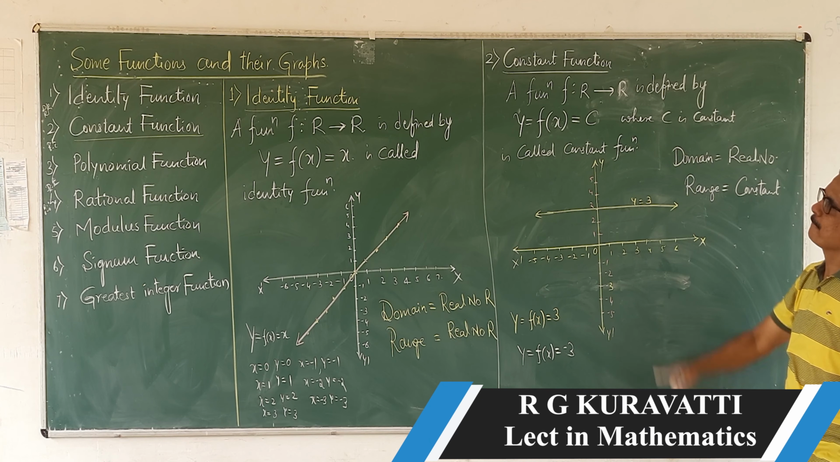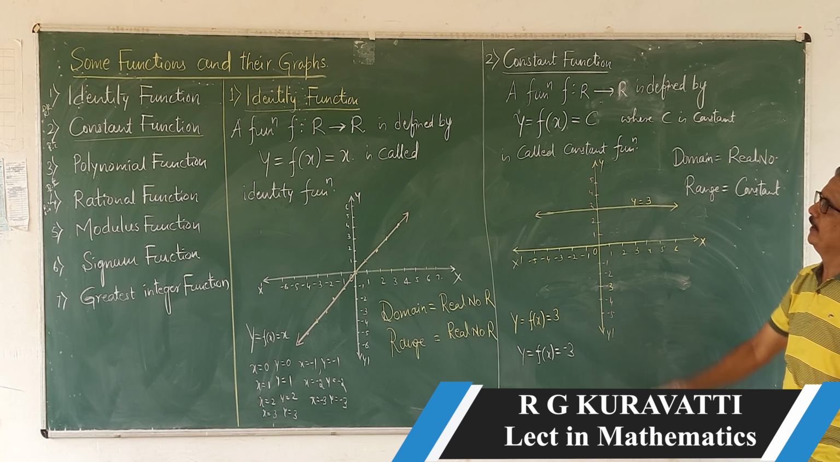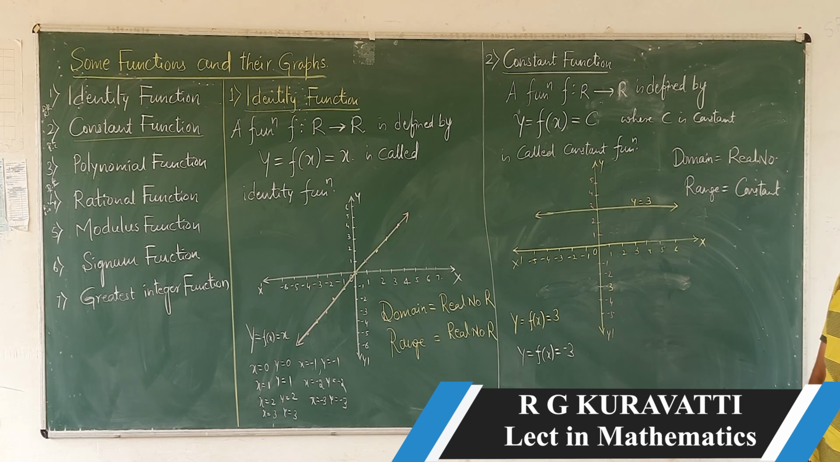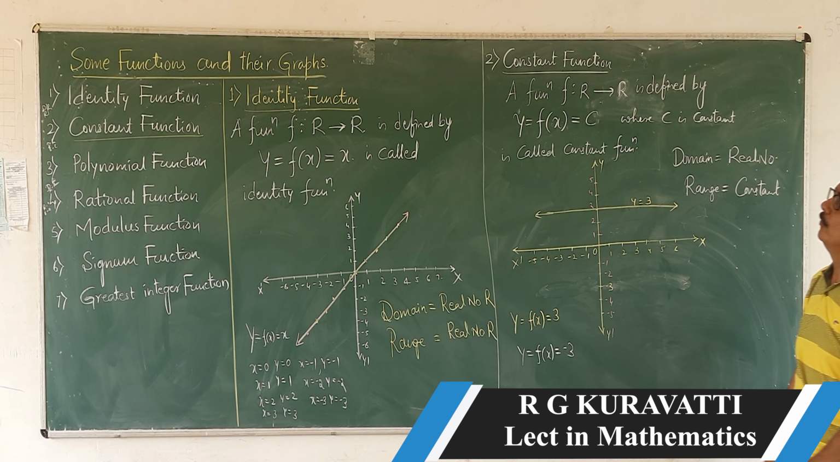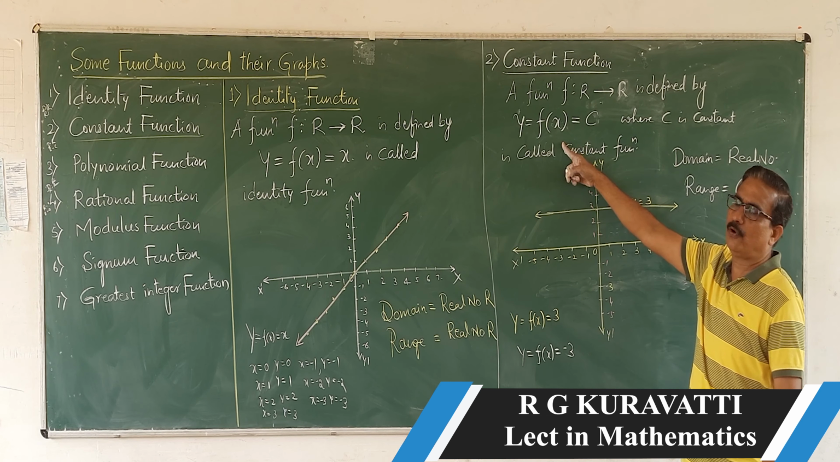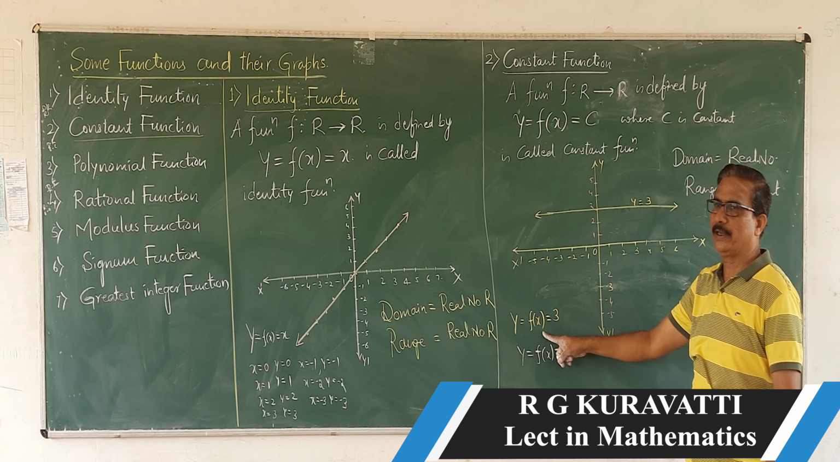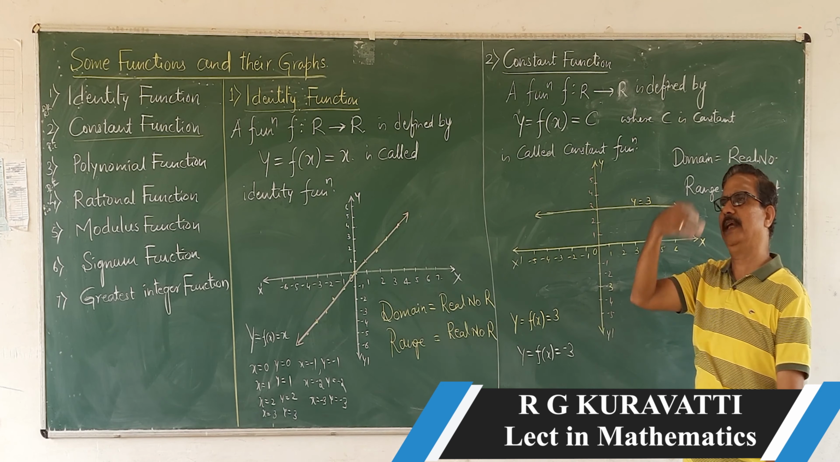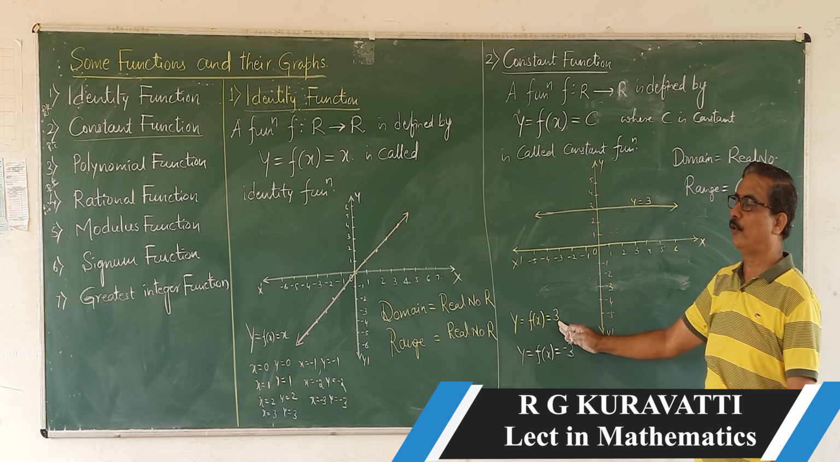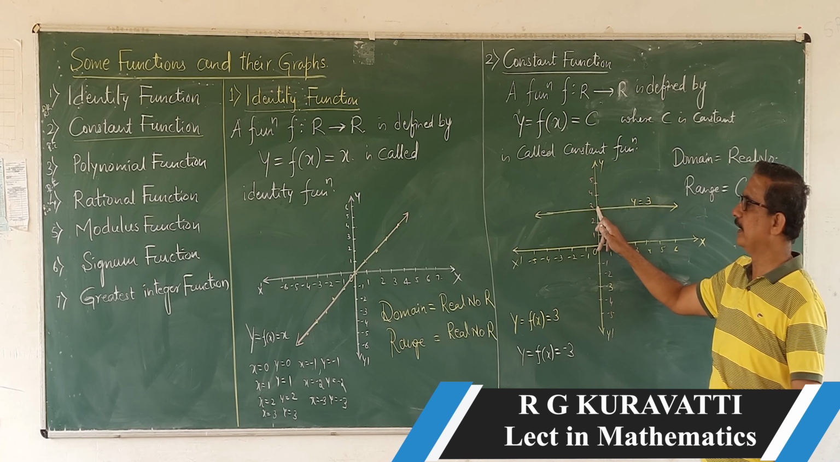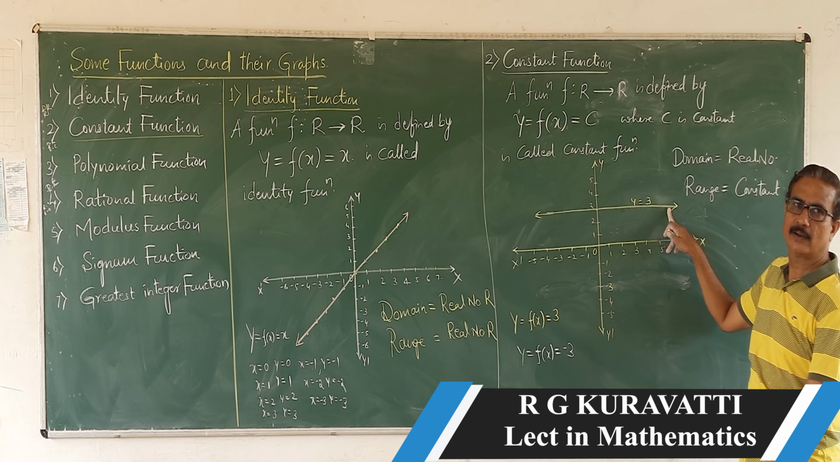I will repeat once again. Define constant function. A function f from R to R defined by y is equal to f of x, where that f of x value is a fixed number, that is a constant c, where c is constant, is called a constant function. Now the graph of the constant function: y is equal to f of x. Take f of x value as any one number. Take your lucky number. Say f of x value 3. Now look at that point on the x and y axes. Y value is 3, like this. Now this is the graph of the constant function.